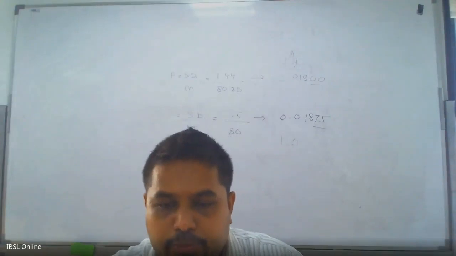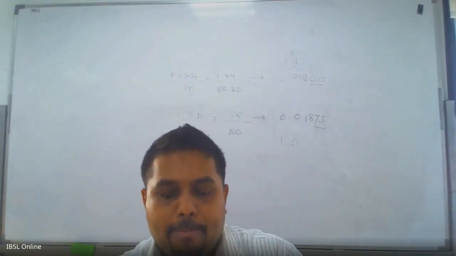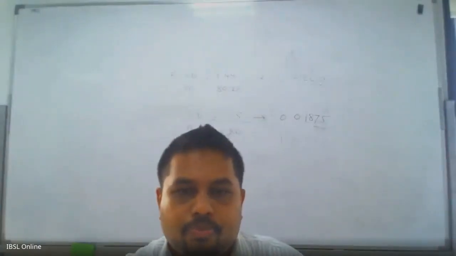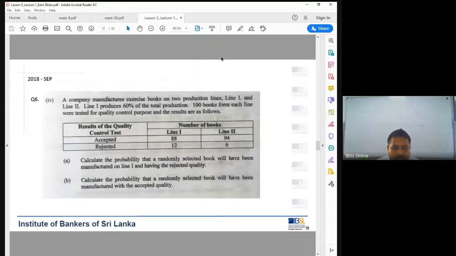With that, I think this paper is over. Let's see, 2018. No, there's one more question. Yeah. Now that's a complete 20-mark question where you can score as long as you're comfortable with the probability theory. Look at this part. Question number 6, subpart number 4.